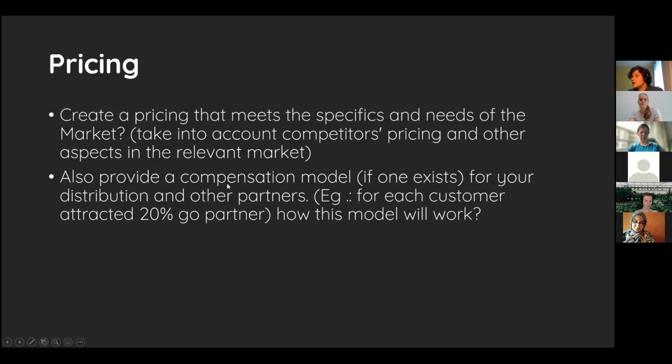And also provide a compensation model. Why I'm saying this: if you are looking for partners, if you will have partners, then sometimes a compensation model also works for you, and this also should be described. I would say not in the pricing, but in a business model segment, where you are saying that I'm earning 10 euros, but 2 euros each month goes to my partner. So this is also a way of describing it.